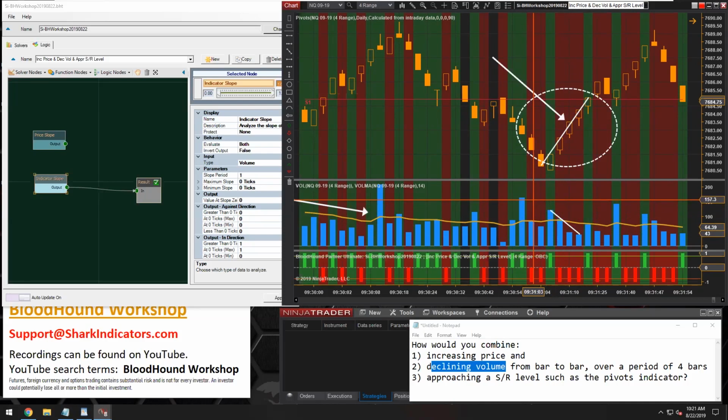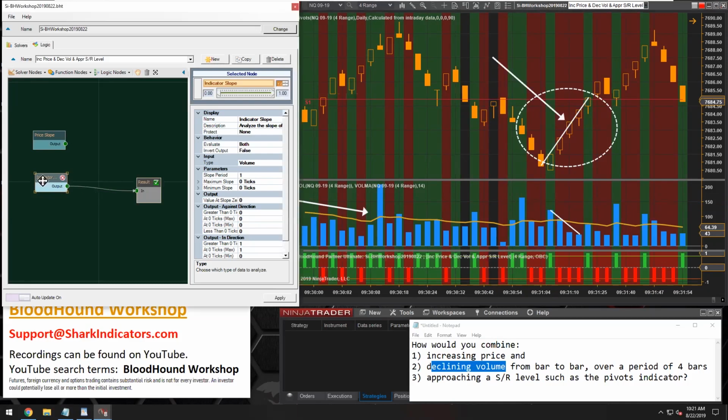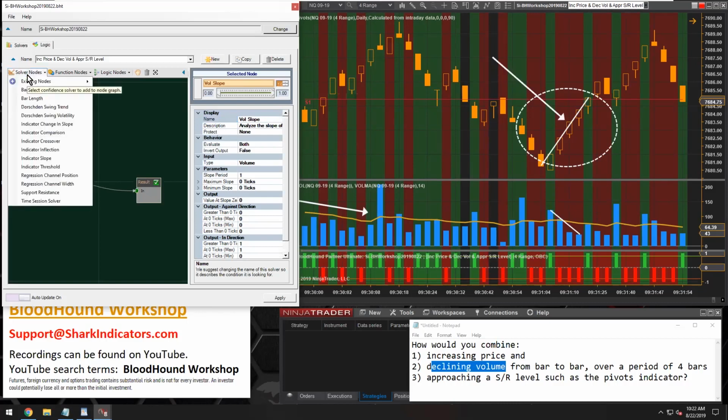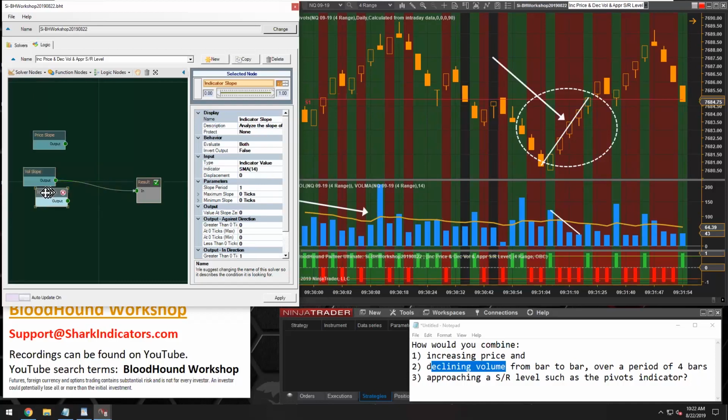So, all right. Let's see here. Actually, I'm going to set the volume two different ways here. Let's give this a name first. So we're looking at the volume slope, like so, and then as an alternate here, I'm going to grab another slope solver.